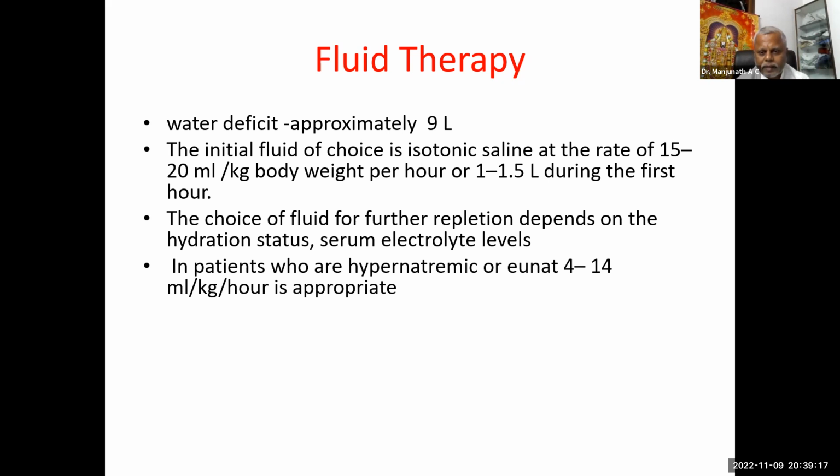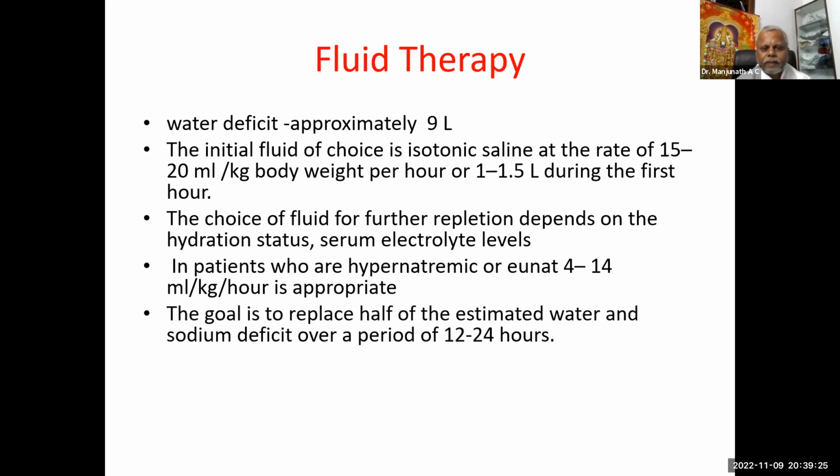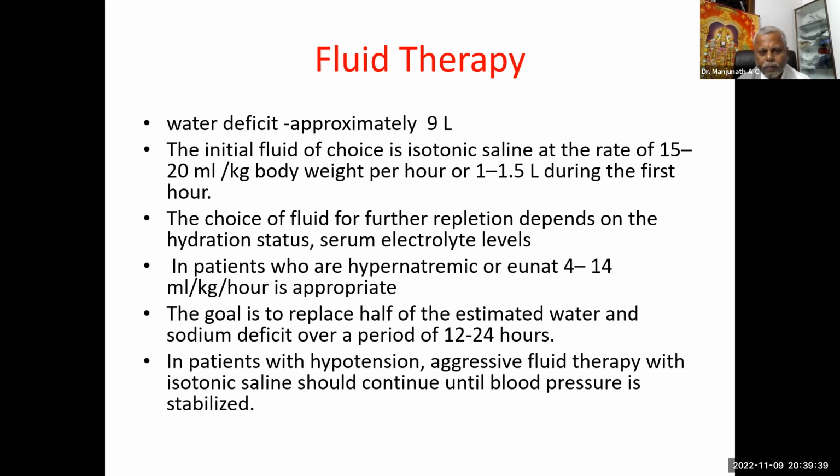In patients who are hypernatremic or eunatremic, 4 to 14 ml per kg per hour of normal saline is sufficient. The goal is to replace half of the estimated water loss and sodium deficit over a period of 12 to 24 hours. The correction should be slow. In patients with hypotension, aggressive fluid therapy, just like fluid resuscitation, is necessary.